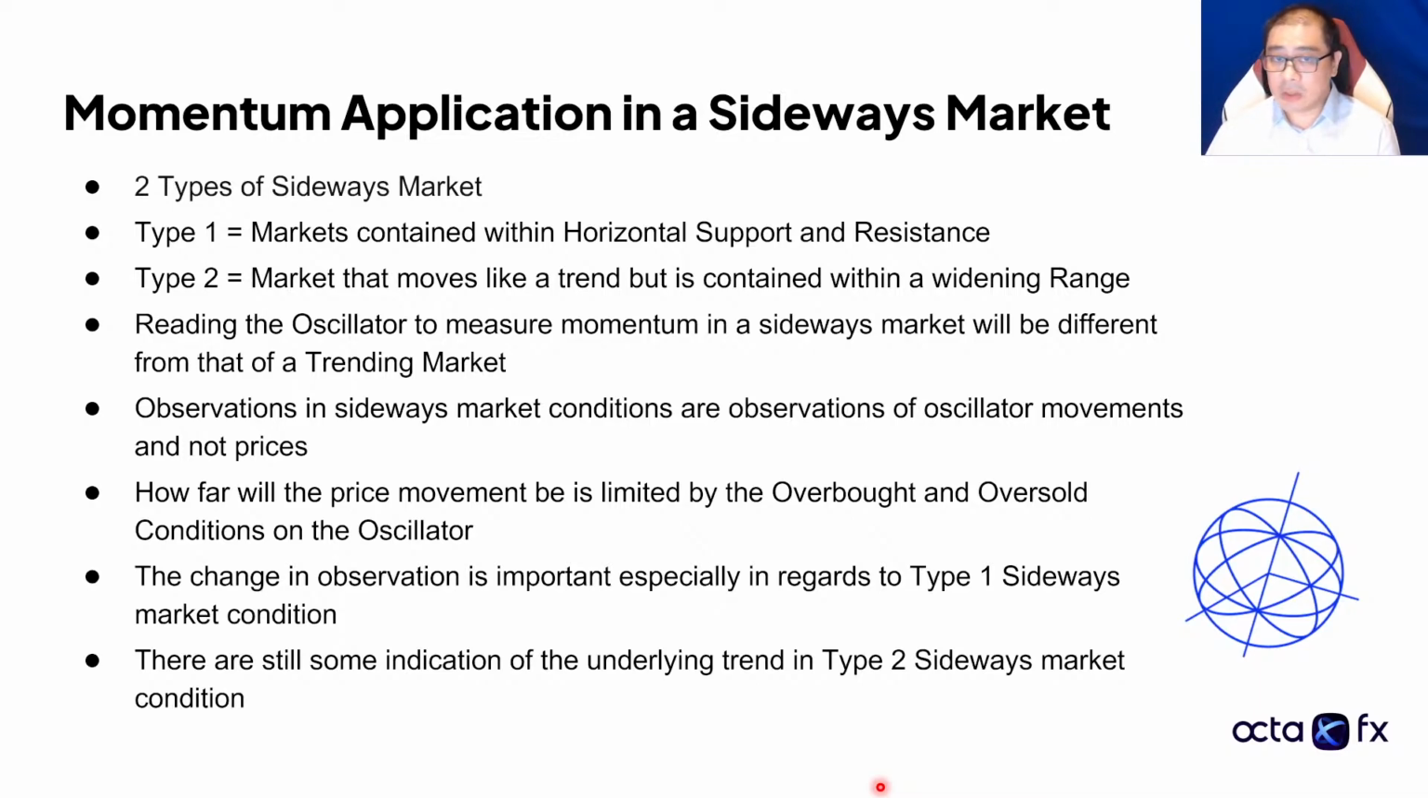It's actually not going to be price. Okay, how far will the price movement go? That's going to be limited by the overbought and oversold conditions on the oscillator. The change in observation is actually important, especially in regards to type 1 sideways market condition, because that's a market without a clear trend. Type 2, there's going to be some indication of the underlying trend, so you can actually still figure it out easier.